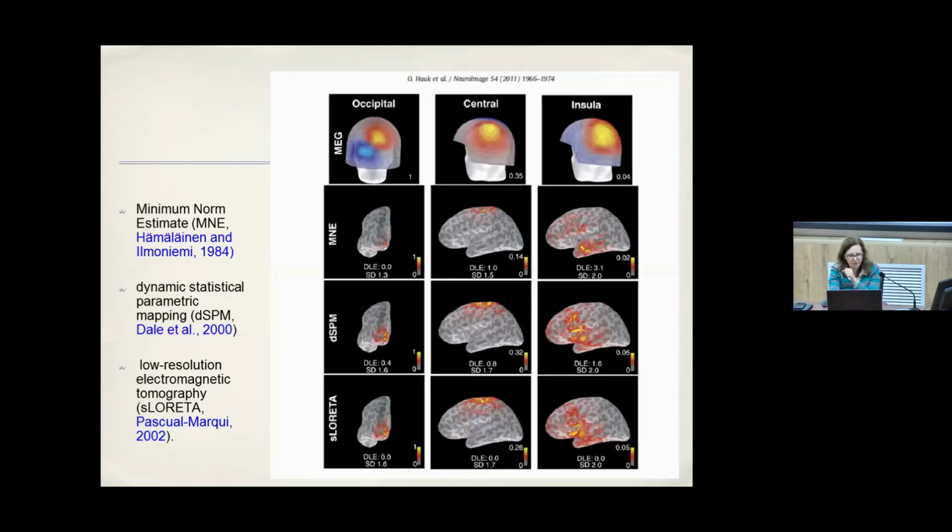And those are different methods by which we can reconstruct, and you can see minimum norm estimates. It's good at reconstructing occipital and central sources, but it fails to reconstruct insula correctly because of the insula sources here, and it moves the activity more to this part. But dynamic statistical parametric mapping and sLORETA are pretty good at localizing all the occipital, central, and insula activity.